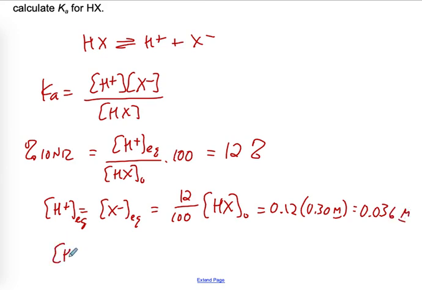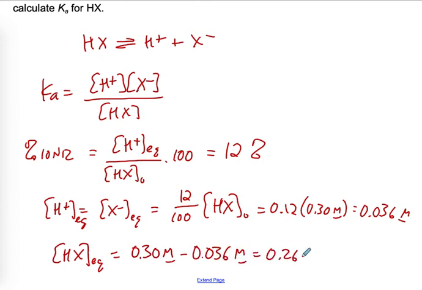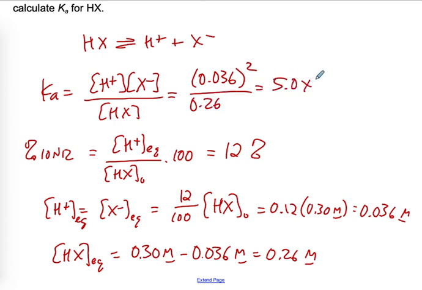My equilibrium concentration of acid is the initial concentration minus the amount that ionized, which is equal to the increase in concentration of the hydrogen ion, or 0.26 moles per liter. So now we can simply plug that back into the Ka expression. 0.036 quantity squared over 0.26, or 5.0 times 10 to the negative third as my value of Ka.